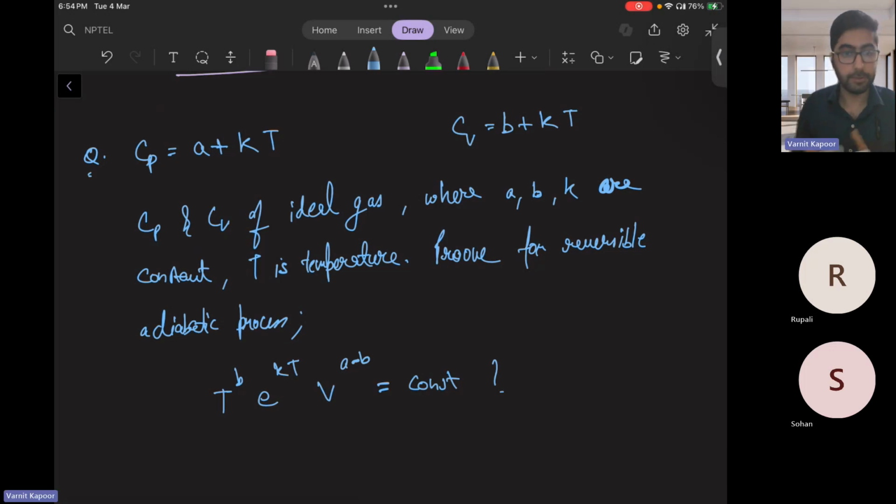All right. You have to prove this. Again, take a few minutes to think on this. It's a very good question. So Cp and Cv are given in terms of temperature, a linear function of temperature. You need to prove that for a reversible adiabatic process of an ideal gas, this expression, T to the power of B, e to the power of KT, V to the power of A minus B, the product is equal to constant.